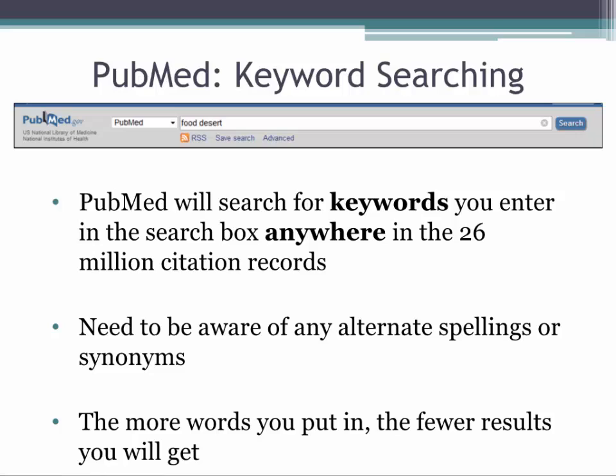Because it really is just looking for those keywords that you put in there, it does do a little bit of behind-the-scenes searching and searches for some other terminology based on the keywords that you put in there, but it really is searching for those keywords that you enter anywhere in the record. So you do need to be aware of things like alternate spellings or synonyms, because you'll want to search those as well if you're trying to do a good, thorough, comprehensive search. Remember, the more words that you put in, the fewer results you'll get. So a lot of students will be tempted to type in their entire research question, but you really want to start to break down your search into its separate components and search those. And we'll go through a demonstration on that in just a second.